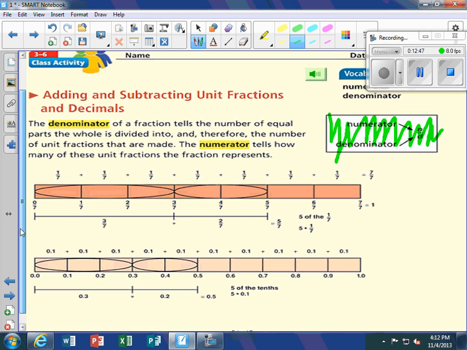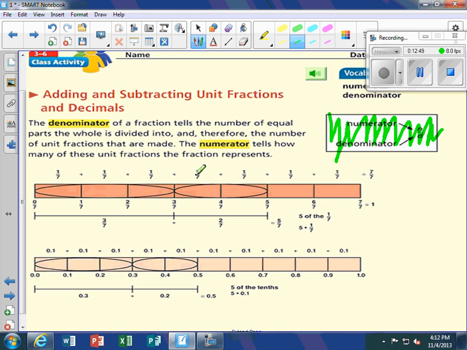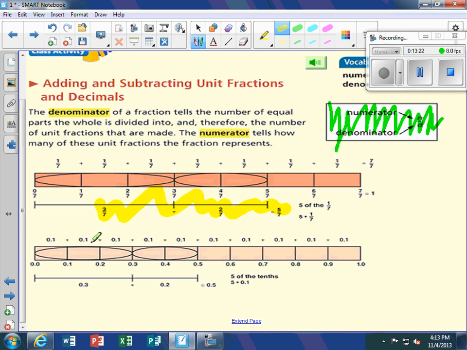So if you look right down here, 1/7, 1/7, 1/7, 1/7, 1/7, 1/7, and so on, 7/7. 0/7, 1/7, 2/7, 3/7, 4/7, 5/7. So 5 of the 1/7, 5 times 1/7 is 5/7. So it's showing you here, here's 1, there's 2, there's 3, there's 4, there's 5. It's just circling 3 plus 2 is 5, and the denominators are alike, so it's just 5/7.